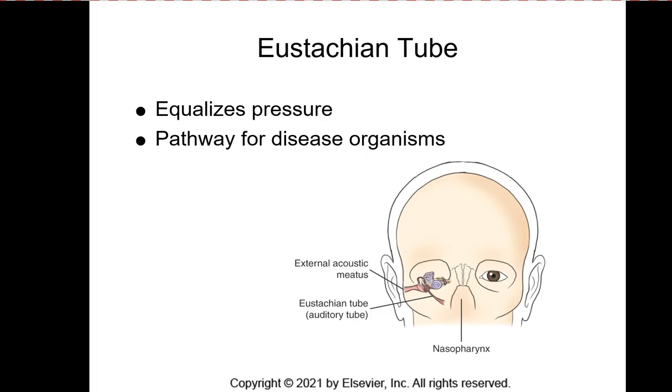A problem associated with this direct line of communication between the middle ear and the nasopharynx is that disease organisms have a direct passageway from the throat to the middle ear. Therefore, ear infections often accompany sore throats, especially in children whose immune systems are still developing.